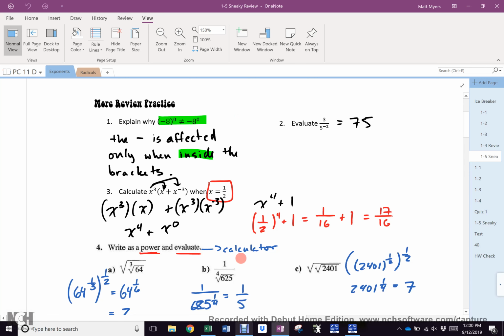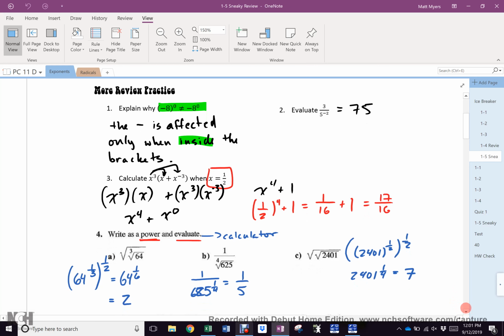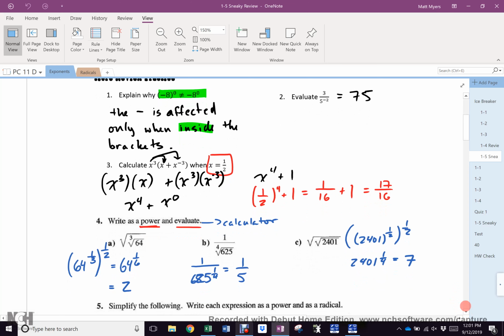Obviously, where I say evaluate, if you don't remember how to do these with your calculator, then you obviously weren't able to evaluate them. But otherwise, you should have been okay. Does anybody wish to ask about 1, 3, 1, 2, 3, or 4?